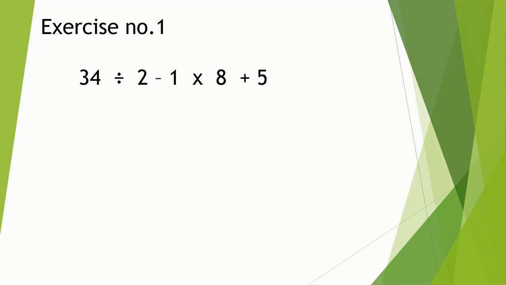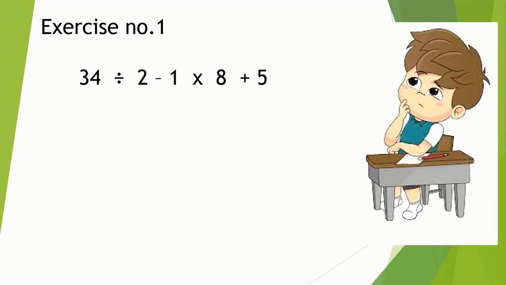Either divide or multiply, whichever comes first from left to right. Divide came first, so we divide first. 34 divided by 2 is equal to 17. Then copy the remaining numbers, bring them down.